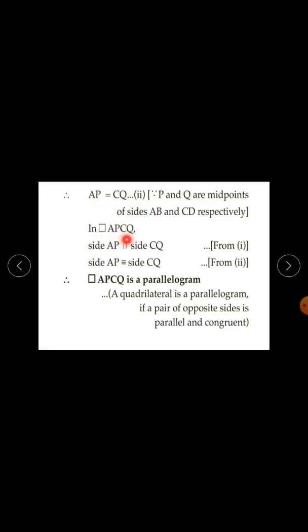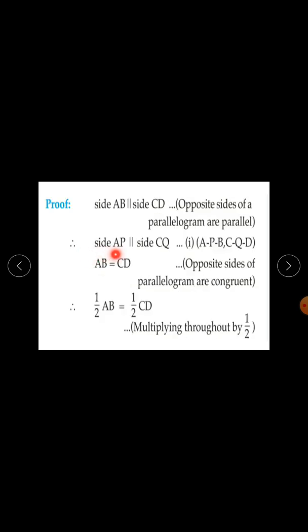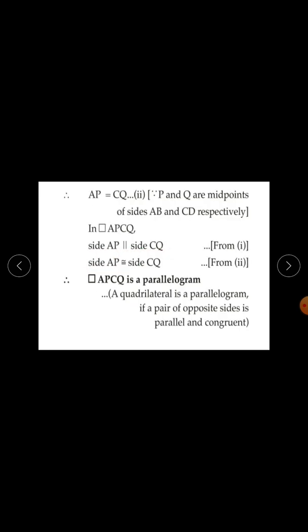Now in quadrilateral APCQ, side AP is parallel to side CQ, from equation 1. And side AP is congruent to side CQ, from equation 2. Therefore, quadrilateral APCQ is a parallelogram, because a quadrilateral is a parallelogram if a pair of opposite sides is parallel and congruent. Hence proved.